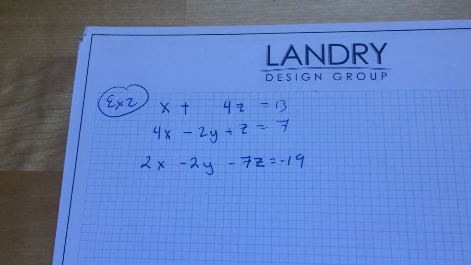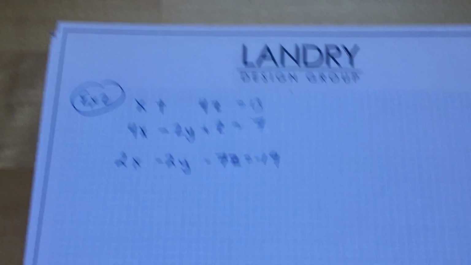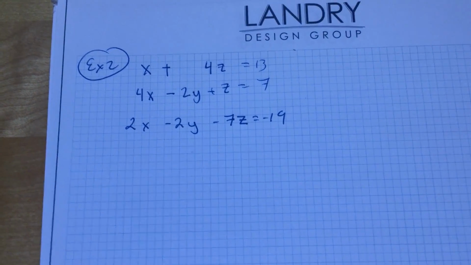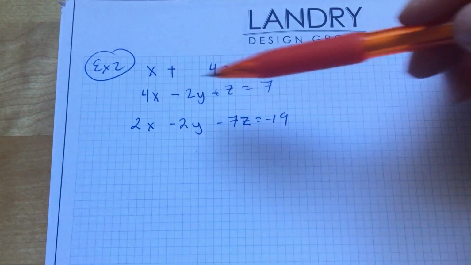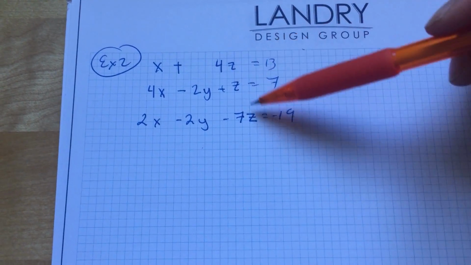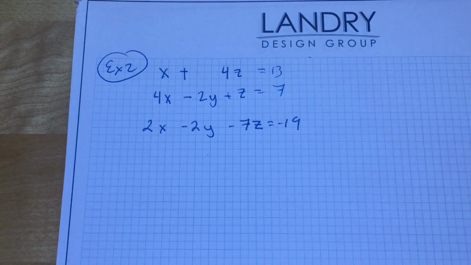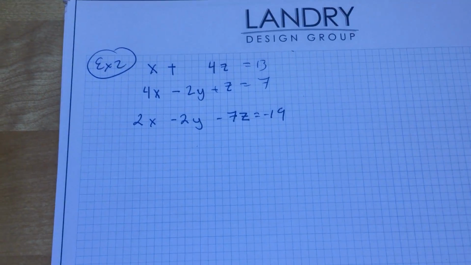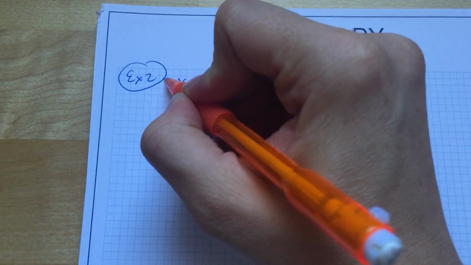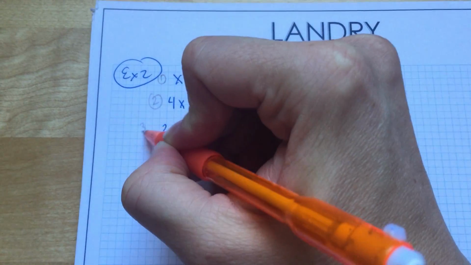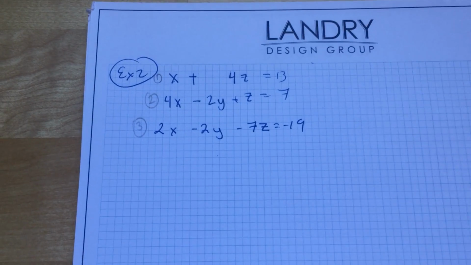Okay, here we go. Example number 2. So take a moment if you need to. Pause the video, copy it down. Again, notice the X's are lined up, the Y's are lined up, the Z's are lined up, and the numbers are lined up. Everything's lined up the way it's supposed to. I'm going to go ahead and label this 1, 2, 3, so you know what I'm dealing with.